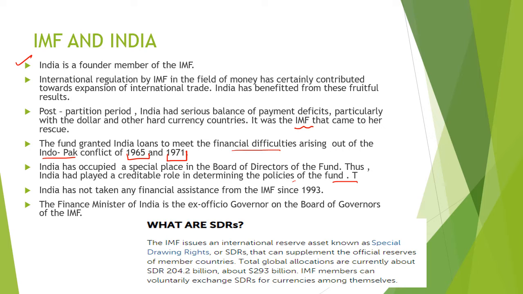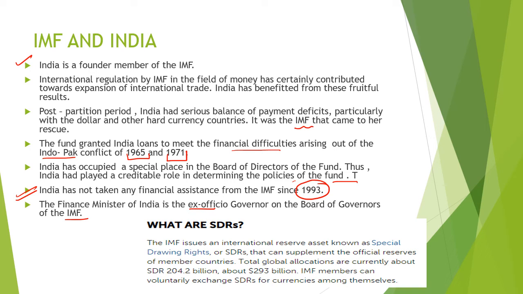India has not taken any financial assistance from the IMF since 1993, and I have to inform you that all the loans that have been taken by India from the IMF have been repaid. Now, according to Wikipedia and other IMF official websites, the Finance Minister of India is the ex officio governor on the board of governors of the IMF.